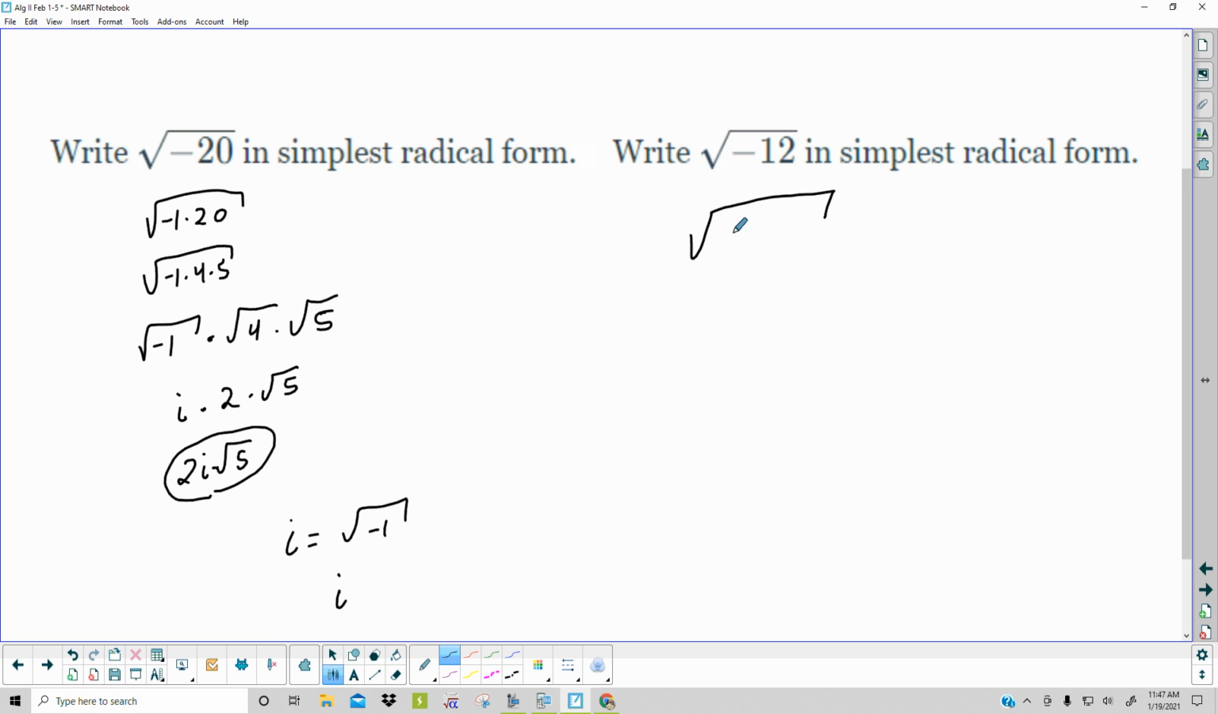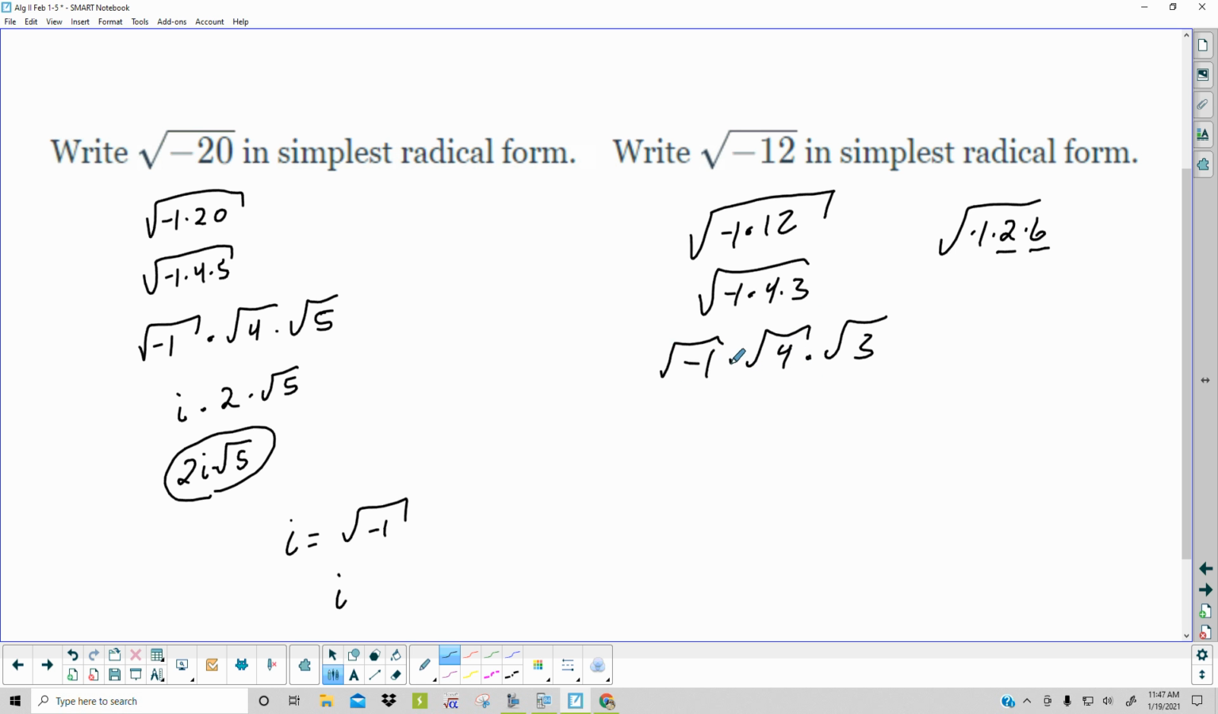Okay? So this would be negative 1 times 12, which is negative 1 times 4 times 3. Now it's also negative 1 times 2 times 6, but neither of those are perfect squares, so you don't want it. It's not going to be helpful. This one is helpful because it has the 4, which is a perfect square. So square root of negative 1 times the square root of 4 times the square root of 3. This is worth i times the square root of 4 is 2 times the square root of 3. Just rearrange the order, 2i square root of 3, and you're finished. Okay?